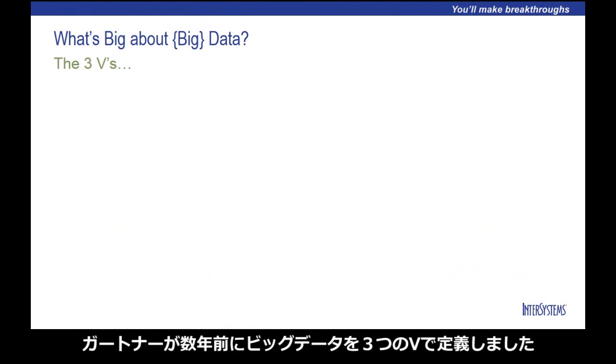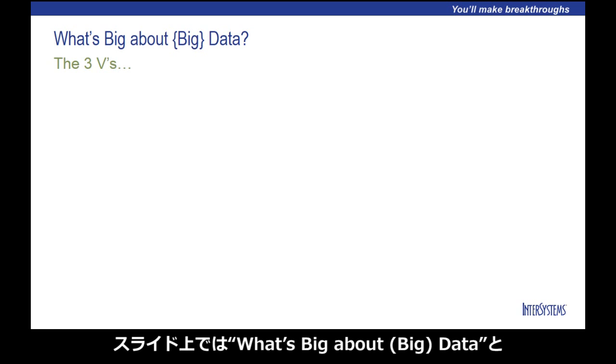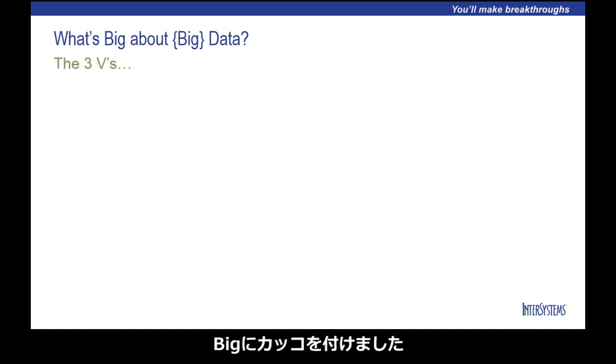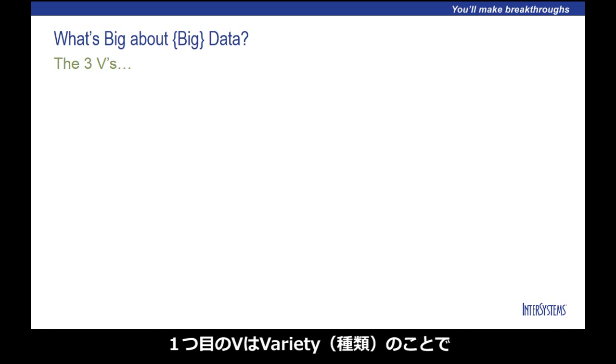A few years back, Gartner coined what's now the famous 3 V's of big data. So let's take a look at what the 3 V's are and what they mean. If you will notice, I have what's big about big data up there, and the big is in parentheses. The reason why I put this in parentheses is because I think that these 3 V's apply to all data, not just big data. So let's take a look.